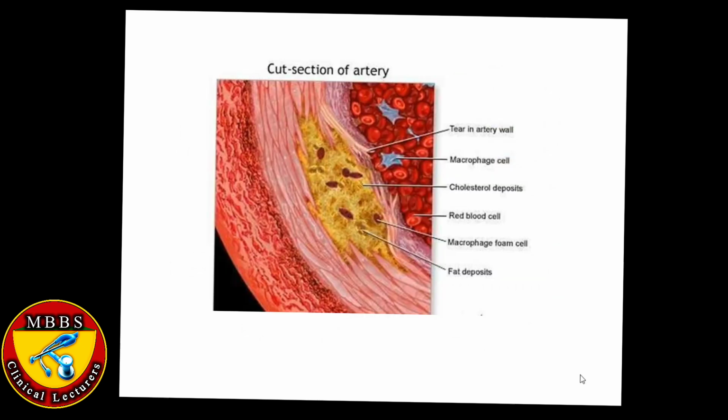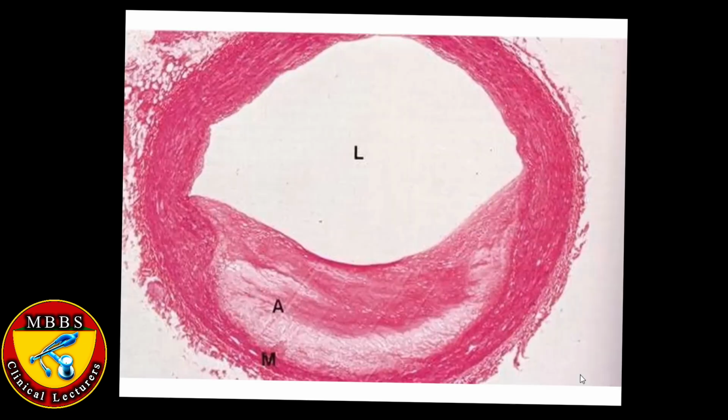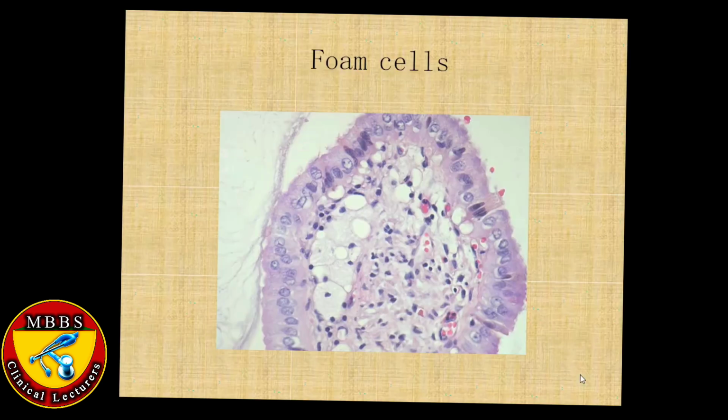Again, this picture is showing a cut section of the artery in which there is an atheromatous plaque formation of foam cells, in which you are seeing a fat deposit, macrophage foam cells, and cholesterol deposit, making the tunica intima thick. Again, in these vessels there is a huge deposition of cholesterol forming an atheromatous plaque, making a narrow lumen of the vessel. These are the foam cells that you are seeing, in which there are macrophages and lipid cells.